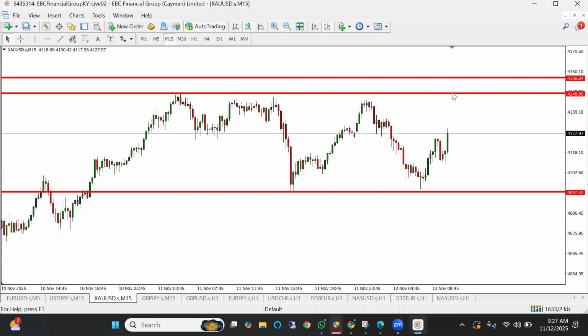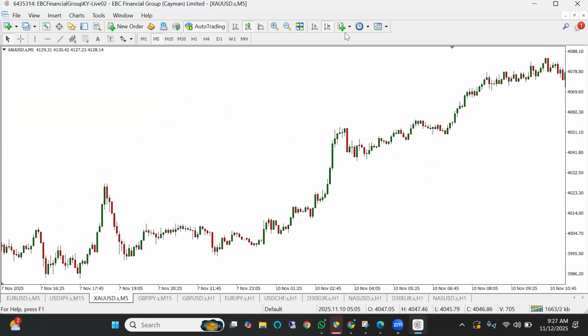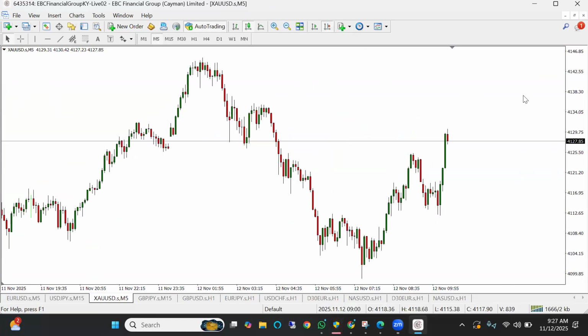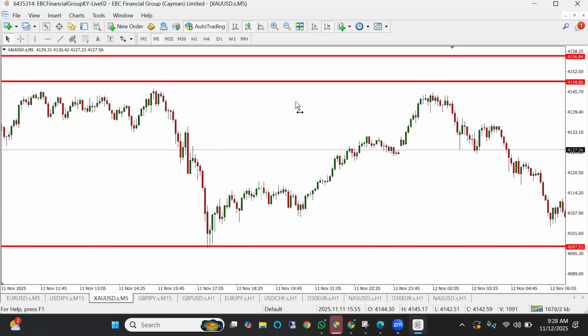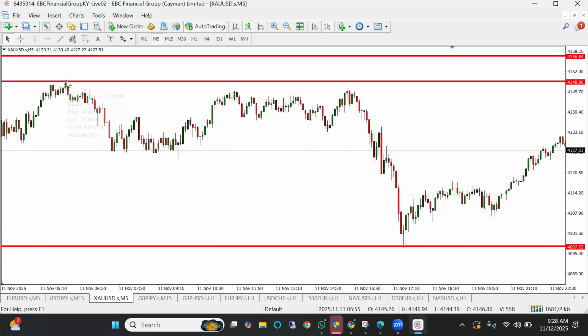When price gets here, based on the reaction at this point on the 15 minutes time frame or on the 5 minutes time frame, I will even go for the 5 minutes time frame. Once you see price getting to this point and then you see a rejection. What is a rejection? A rejection is this kind of candle. Let me show you what a rejection looks like. This is a rejection.